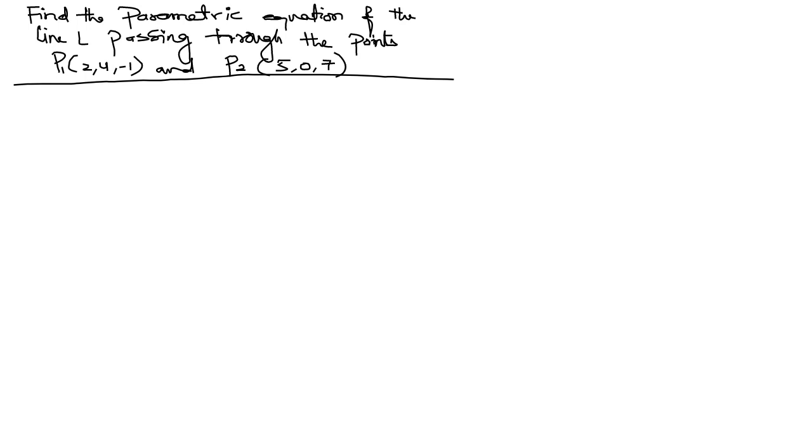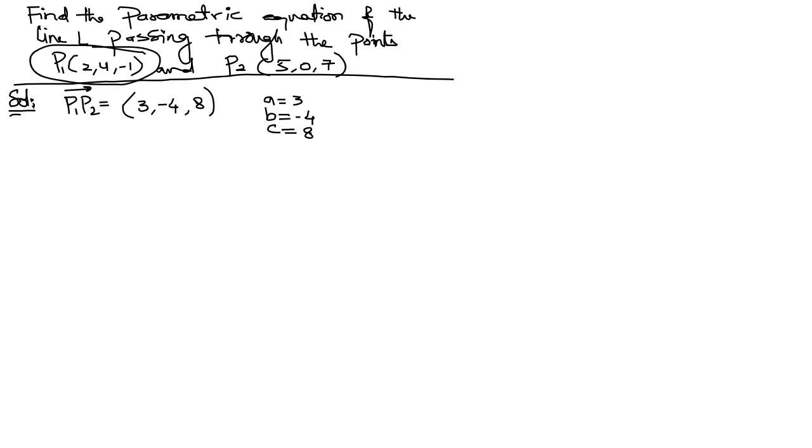Now there is no vector given. So how can we find the parametric equations? For parametric equations, we need a vector, and from the vector we have to find a, b, and c. So can we find a vector from these points? Yes, we can find the vector P1P2: 5 minus 2 is 3, 0 minus 4 is -4, 7 minus (-1) is 8. So this is the vector. In this vector, a is equal to 3, b is equal to -4, c is equal to 8. Okay, so we can choose this point also and this point also.